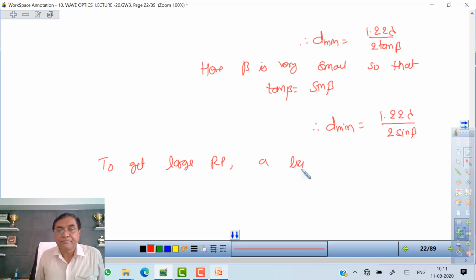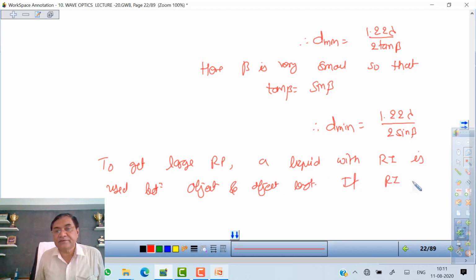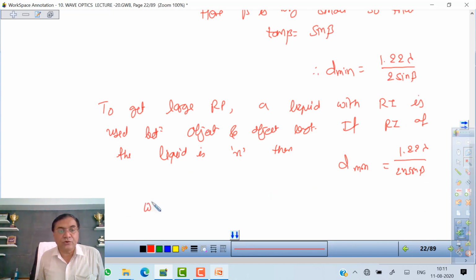a liquid with higher refractive index is used between the object and the objective lens. If the refractive index of the liquid is n, then D minimum, there is nothing to do, we directly use 2 n sin beta. Where n sin beta is called numerical aperture.